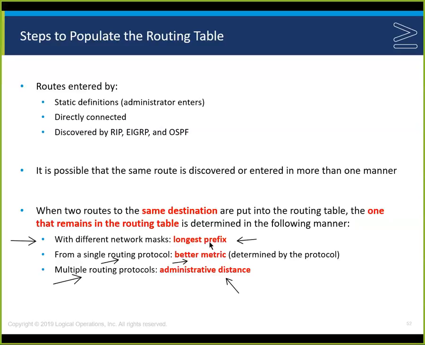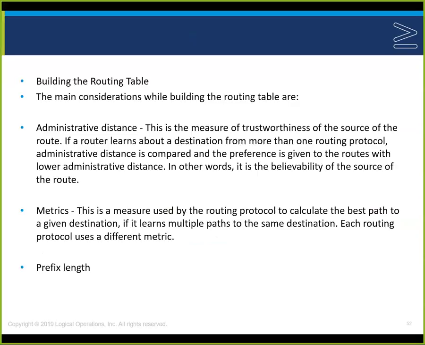After administrative distance, the longest prefix is the first thing that it looks at. And when we look at those things, the administrative distance will dictate which protocol, with multiple protocols, goes into the route table. The main considerations when building a routing table are administrative distance, metrics, and prefix length. The administrative distance is the trustworthiness. If it learns a destination from more than one routing protocol, administrative distance is compared and preference is given to the routes with the lower administrative distance.